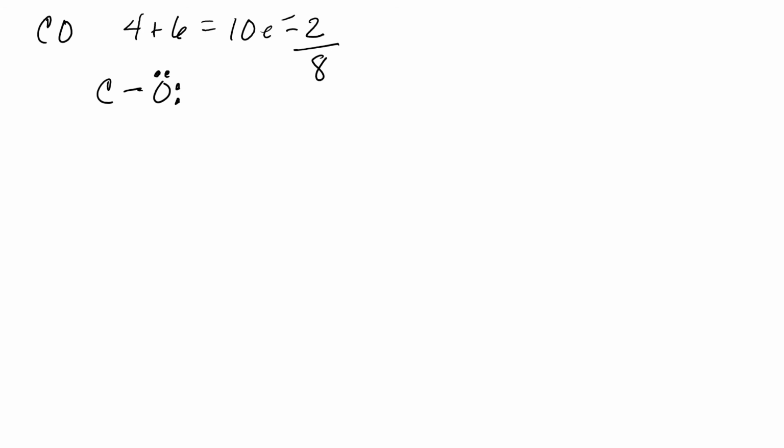So oxygen gets the octet first, using 6 electrons, so there are only 2 left, and I will give those to carbon. But we still have to satisfy the octet rule for carbon, and it needs 4 more electrons. So that means that oxygen is going to share 2 pairs of electrons, and we will have a triple bond.